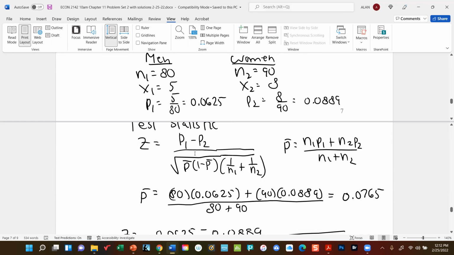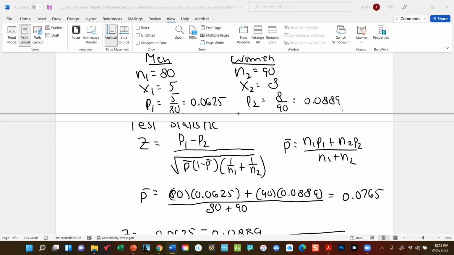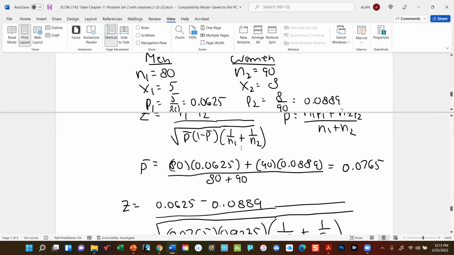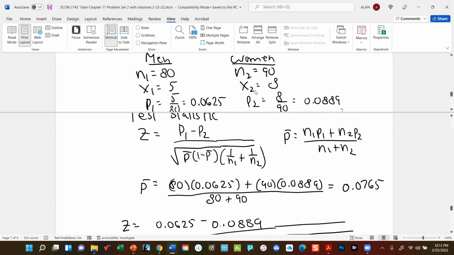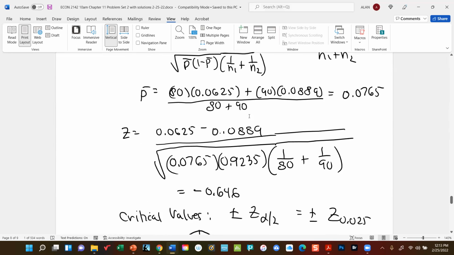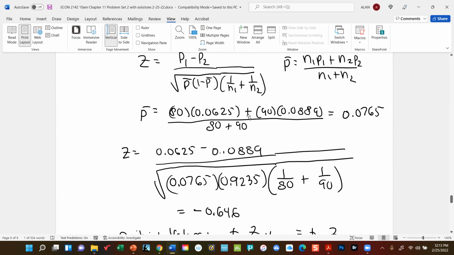We plug that back here into the test statistic. All right, I think you can see everything now. So you plug them in, and it's a bit of a headache, but when you're done, you should get your test statistic equal to negative 0.646.